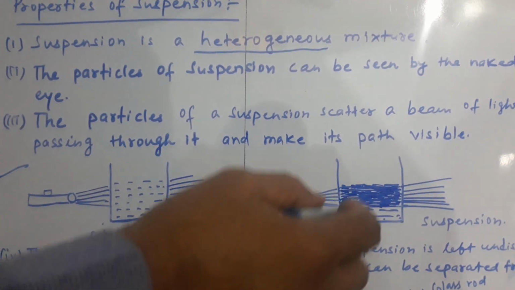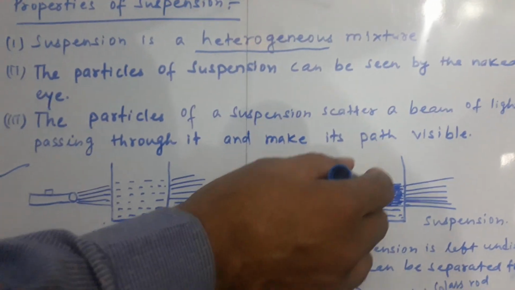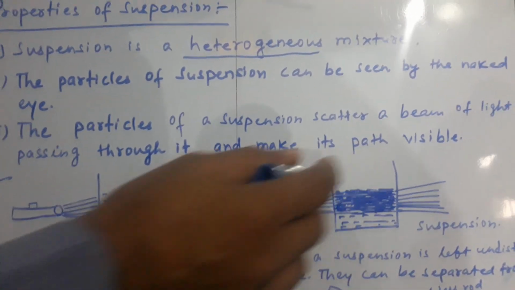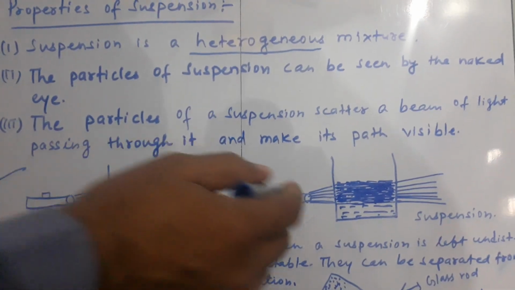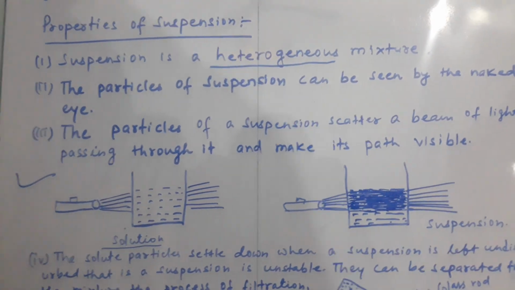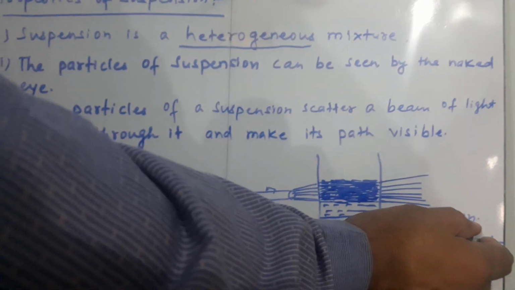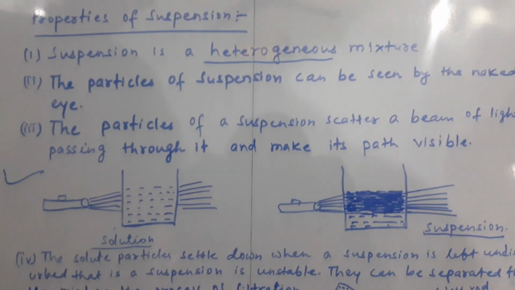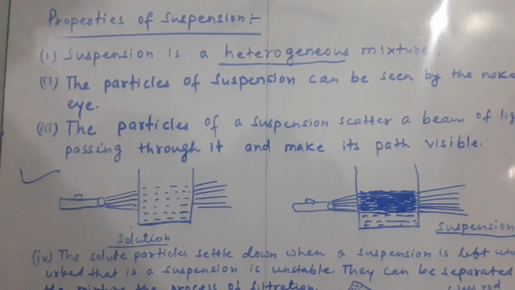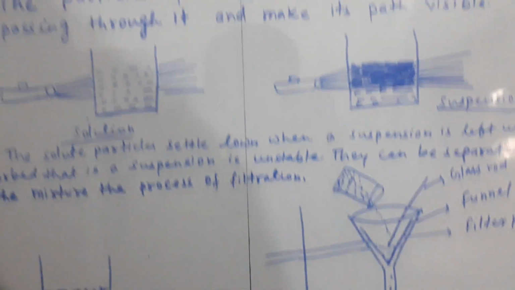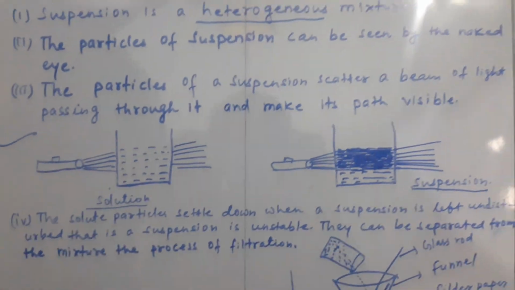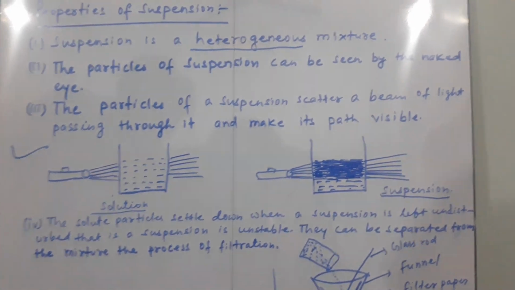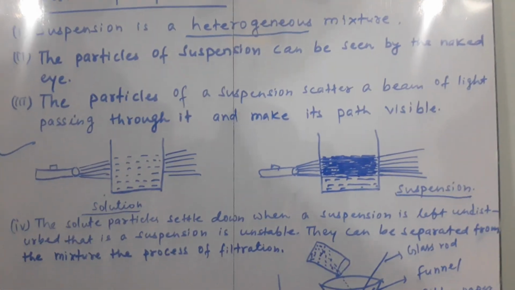It is because the size of particles is quite bigger, and hence they scatter the light. So the path is visible. You can say in suspension the scattering is done, but in solution there is no scattering of light. And all this is due to the size of the particle. The size of the particle is responsible for the scattering of light.